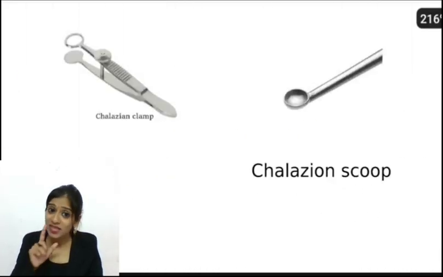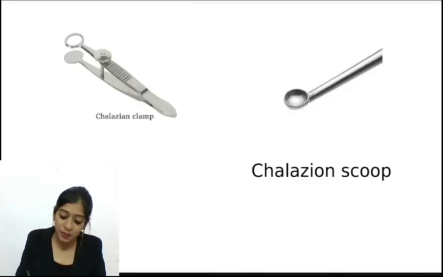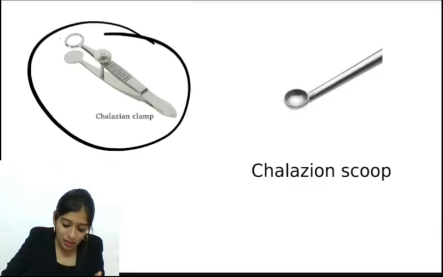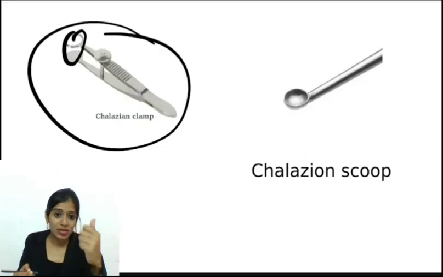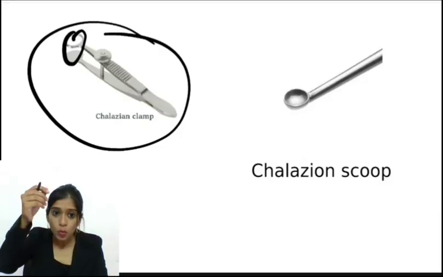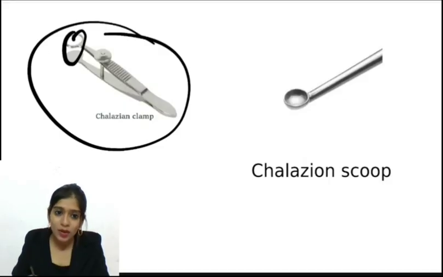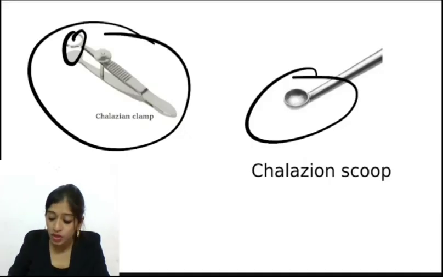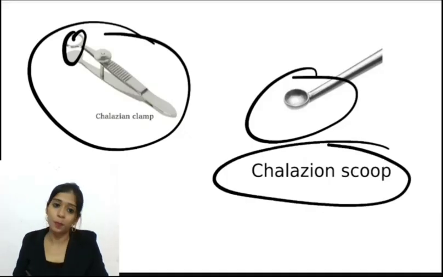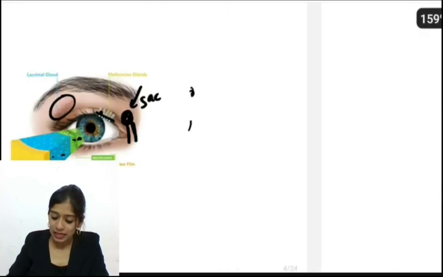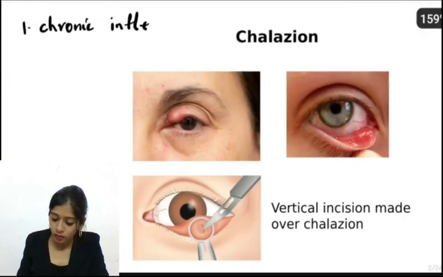For that we have 2 instruments. These are image-based questions. You can see this here. This is the chalazion clamp. With this part we stabilize and hold the nodule. And then we make a vertical incision over that nodule and scoop out the granulomatous content from the nodule using this chalazion scoop. So chalazion clamp understood, chalazion scoop understood. Now let me show you how it is done.